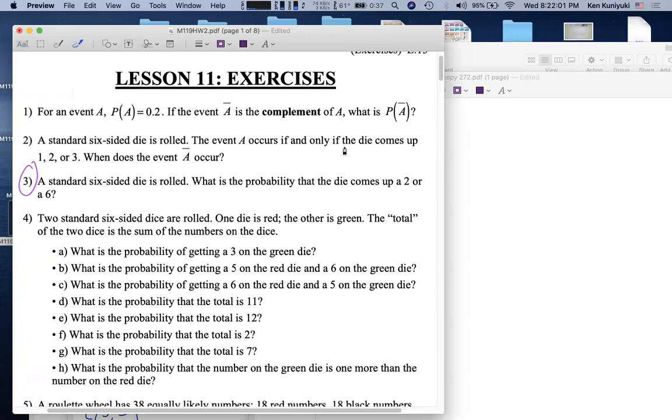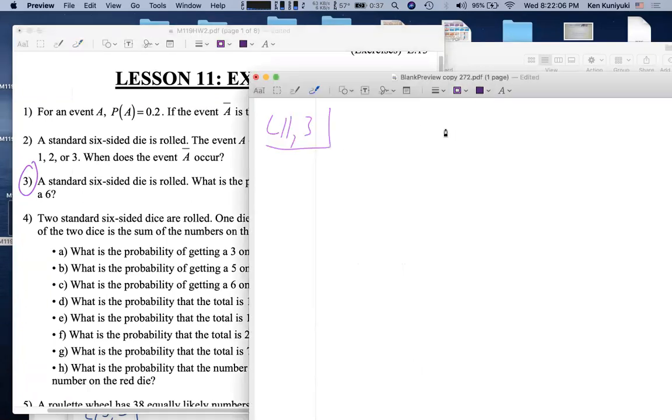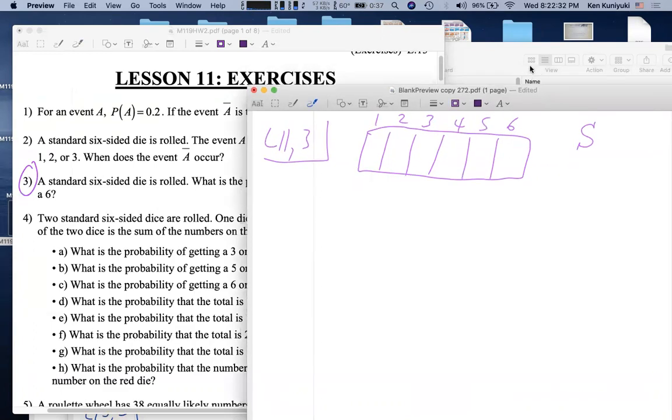All right, a standard 6-sided die is rolled. What is the probability that the die comes up a 2 or a 6? Okay, so when I think about one die, I like to think of the sample space as this array here. So I imagine 1, 2, 3, 4, 5, and 6. That composes the sample space for the die, right? The die can come up one of these 6 faces. I mean, a die has dots on it, but if you have 6 dots, you're a 6, and so forth.